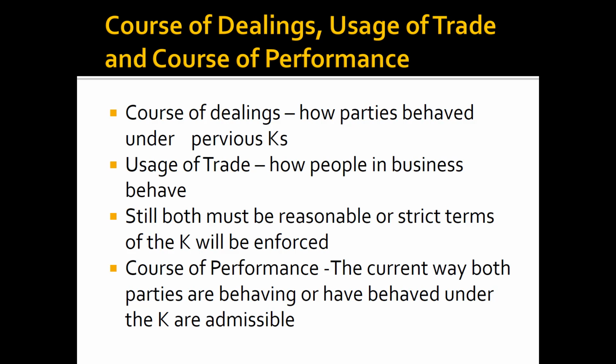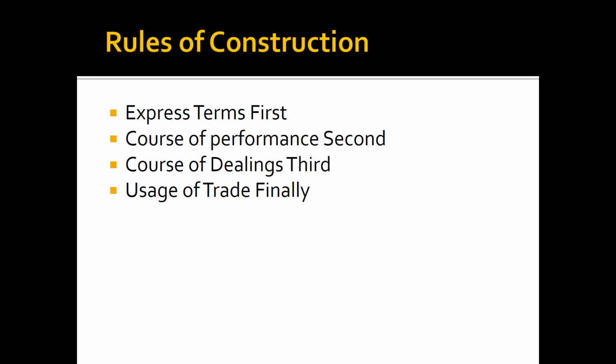And here's where I said we were going to start talking about this a few chapters back. Course of dealing, usage of trade, course of performance. What do these terms mean? Course of dealings. How the parties behaved under previous contracts. Usage of trade. How people in that business behave. Now, basically, we will allow that stuff to be used to interpret contracts. We'll also look at the current way both parties are behaving or have behaved under the contract, and they become admissible to explain how the contract should be executed or enforced.